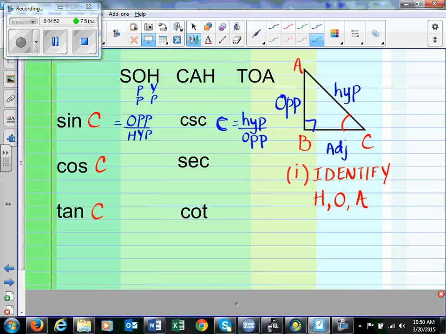Then cosine is adjacent over hypotenuse. Now secant is going to be, when you flip the cosine, you get the secant, which is hypotenuse over adjacent.